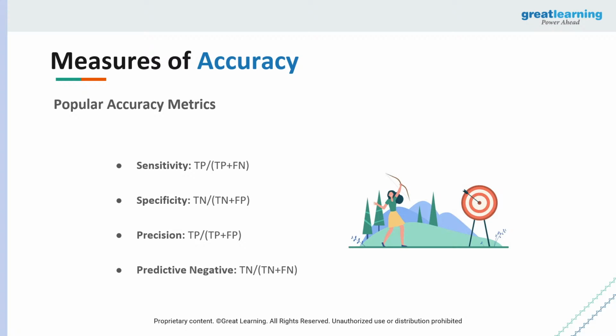So TP is true positive, FN is false negative, TN is true negative, FP is false positive. So guys, either make a note of this particular slide quickly, or take a screenshot, and of course the video is going to be available for you to check out. But I would highly suggest you take a note of this, because this is a very important concept which you will use in real life when you're working with measures of accuracy.